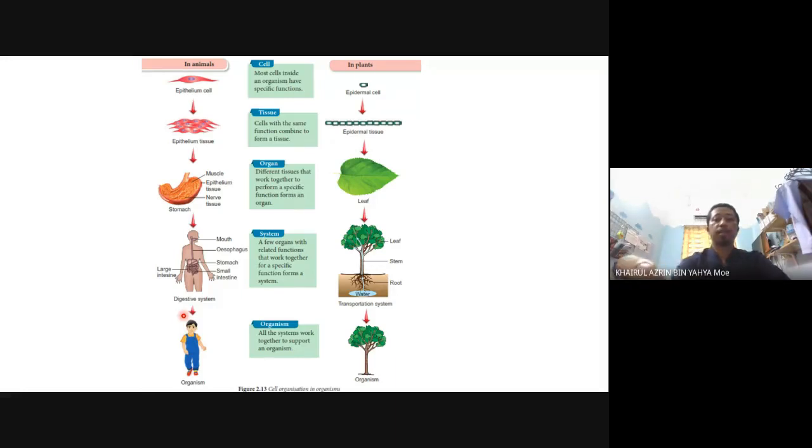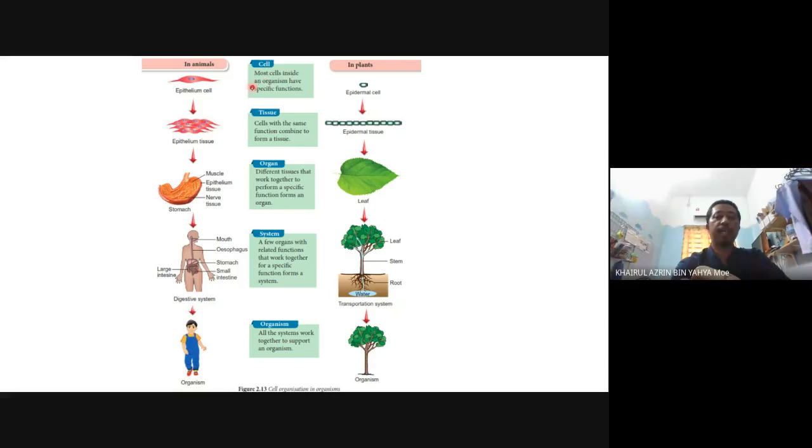Okay. So in plants, we have epidermal cell. So epidermal cell become epidermal tissue. Ada banyak sel epidermal become a tissue. So epidermal tissue and then become leaf, daun. And then from leaf become other part also. Stem, root become transportation system. So many system in this plant become organism in final.